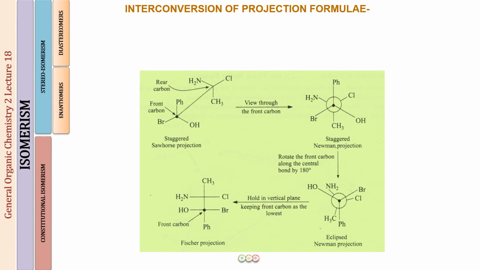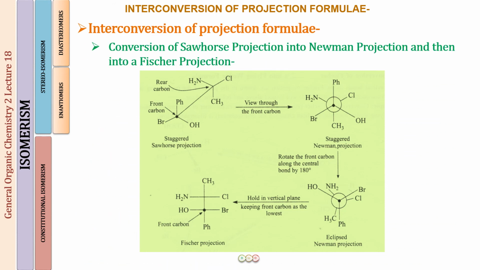So now we are just left with one projection, and that is the Newman projection. So let us do now another conversion, a sawhorse into a Newman and then a Newman into a Fisher.